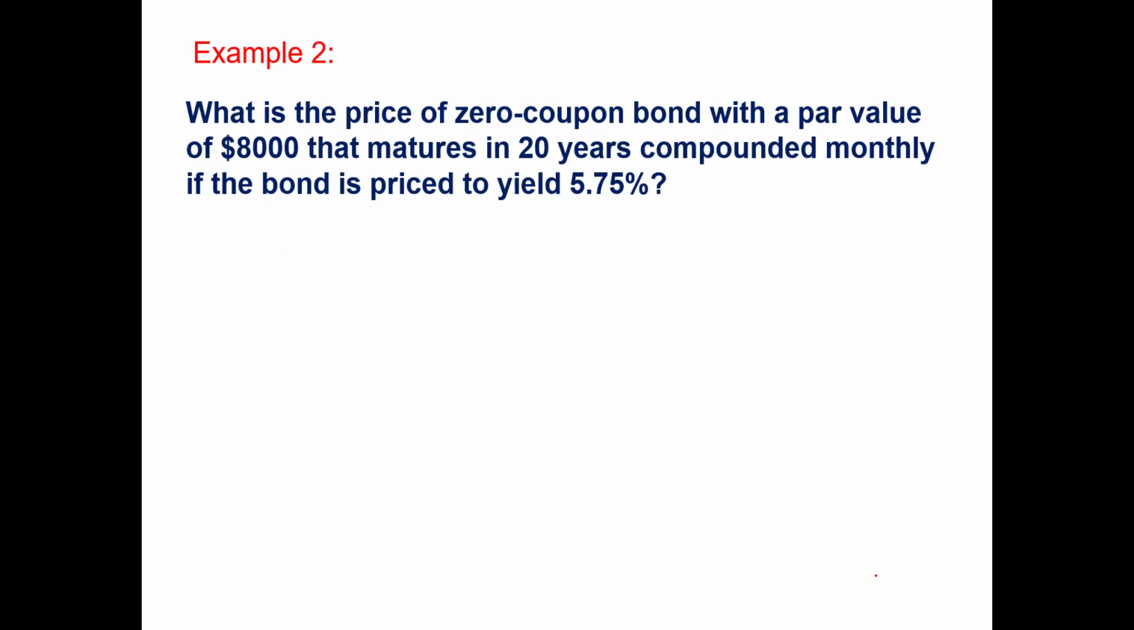So example number 2: what is the price of a zero coupon bond with par value $8,000? So face value $8,000, which matures in 20 years, compounding monthly, if the bond is priced to yield 5.75%. So again, this $8,000 is the future value in 20 years. Time to yield is 20 years. Compounding monthly indicates n equal to 12. The compounding periods per year is 12.